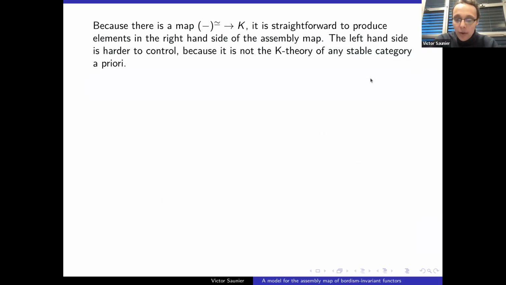Okay, so for the assembly map in K-theory, it's nice to control the target because you have a map. If K denotes the K-theory space now, there is a map from the largest subgroupoid of a category. Let's just pick a category, remove all the non-invertible arrows, and this is what is denoted with this upper script twiddle. So in particular, every time you have a point in your category, you have a point in the K-theory space, and so it's easy to produce elements on the right-hand side. The left-hand side of the assembly map is harder to control because it's a priori not the K-theory of something, so it's hard to map to.